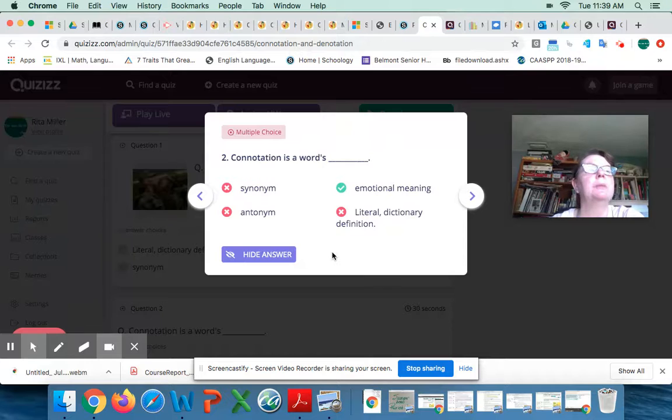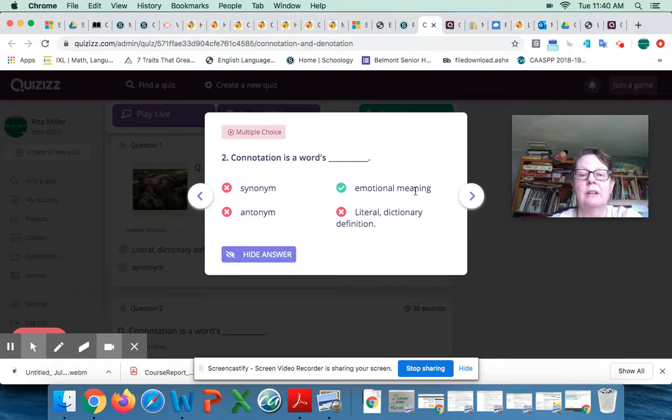Connotation. For some reason, people always get hung up on this word. Every single year, no matter how many times I teach it, someone asks, what does connotation mean? So just try to learn it, and then you'll be done. Connotation does not mean synonym. Synonym is when words have the same meaning. It does not mean antonym, when words have opposite meanings. It has emotional meaning. That's the answer, emotional meaning.